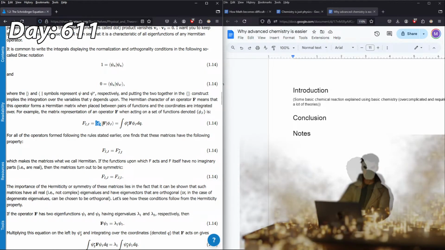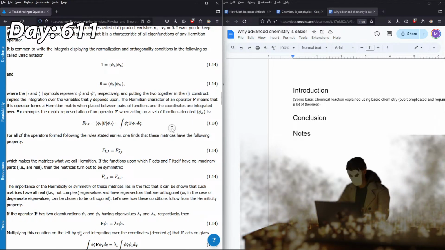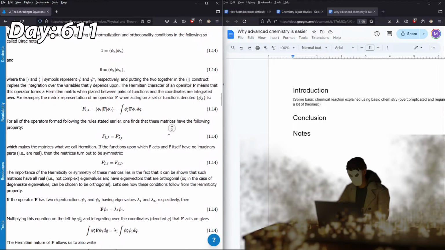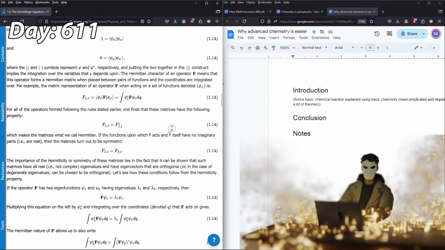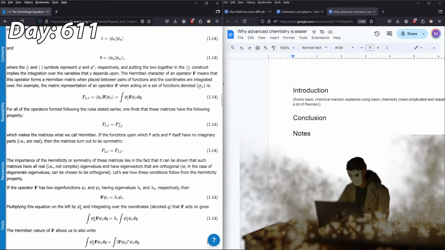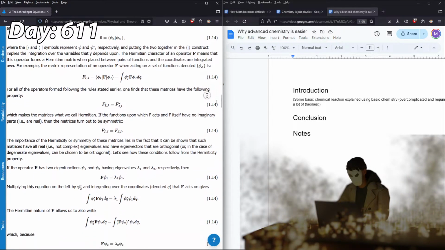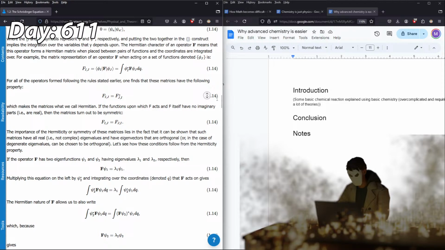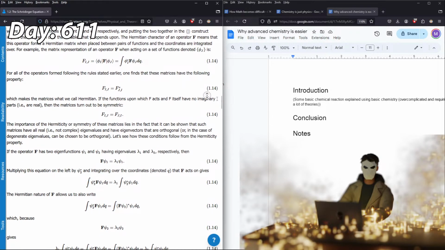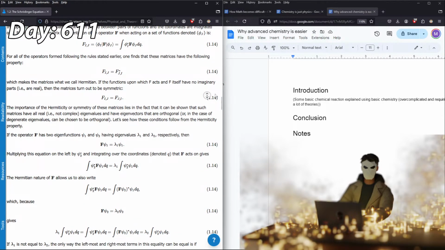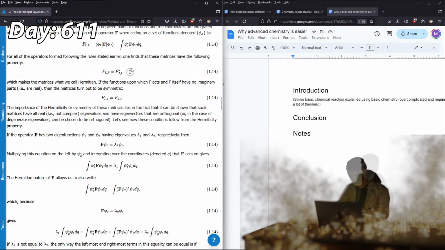Okay, so to the left that's conjugate, to the right that's normal. Matrix between pairs of functions, the coordinates can integrate over. For example, the matrix representation of an operator F when acting on a set of functions denoted this way is this. Alright. Matrices have the following property. Okay, sweet, sick. This makes sense that they would have this property.